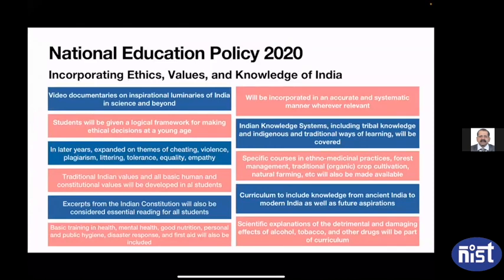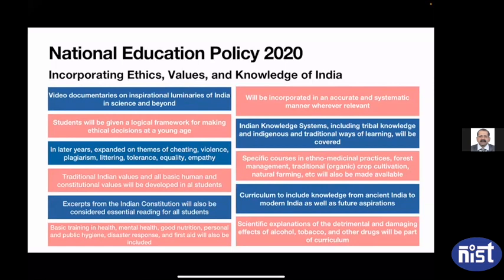Then it also talks of especially incorporating ethics, values, and knowledge of India. And this would be in a lot of new types of ways. For example, video documentaries on inspirational luminaries of India, in science and other fields, to be played in school. Students will be given a logical framework for making ethical decisions at a young age. Later years expand on themes of cheating, violence, plagiarism, littering, tolerance, equality, empathy.